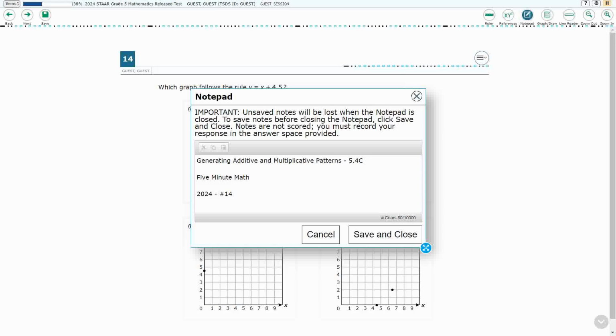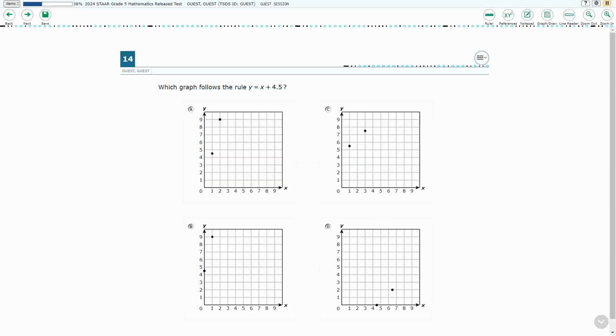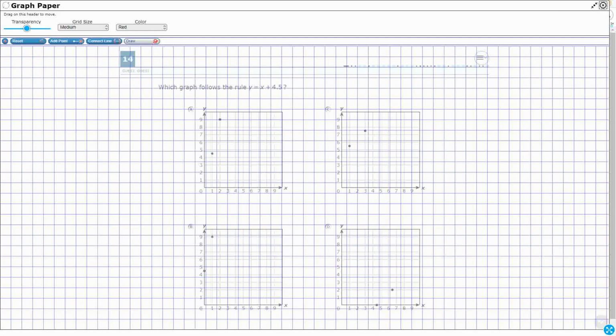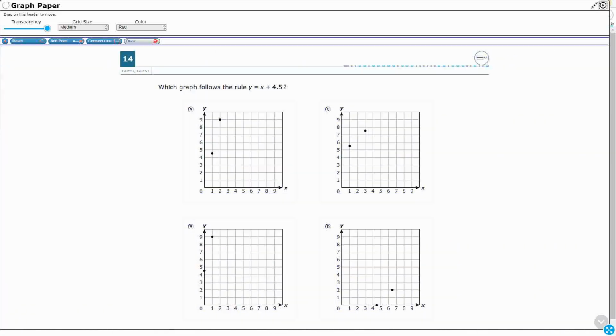Today we are looking at the 5th grade concept of generating additive and multiplicative patterns. This is standard 5.4C in the great state of Texas, and we are using item number 14 of the 2024 released STAAR test. If you haven't done so already, please take a moment to pause the video, work this problem out on your own, unpause it, and we will look at our answers together.